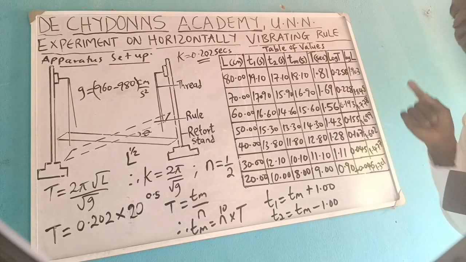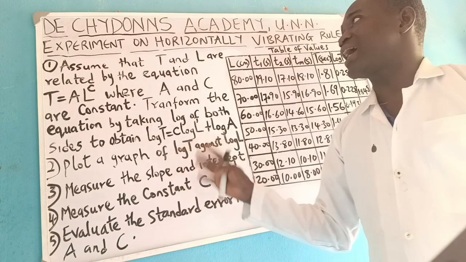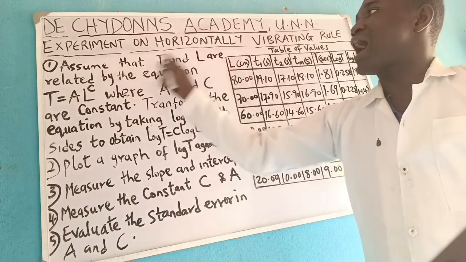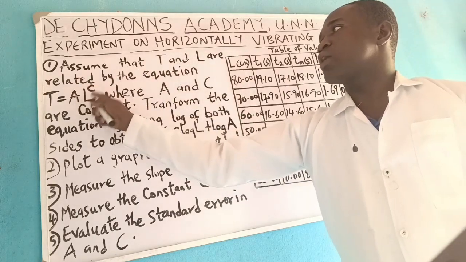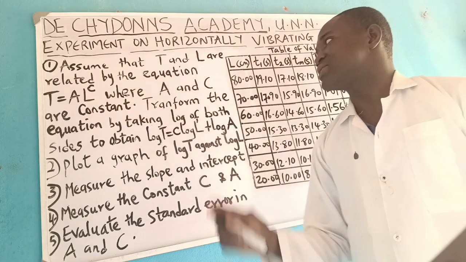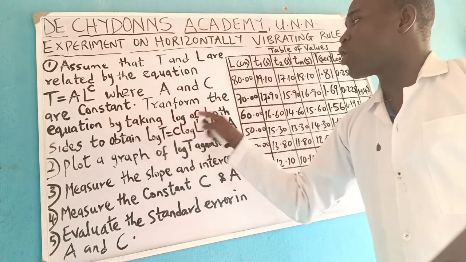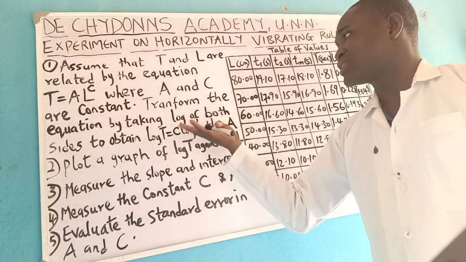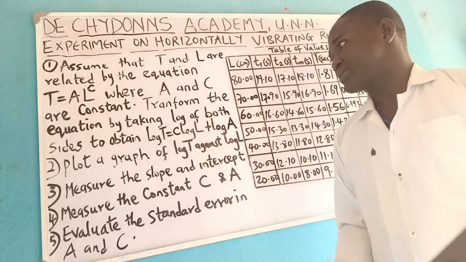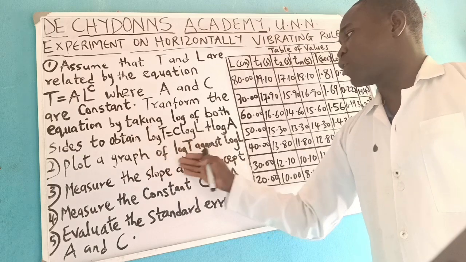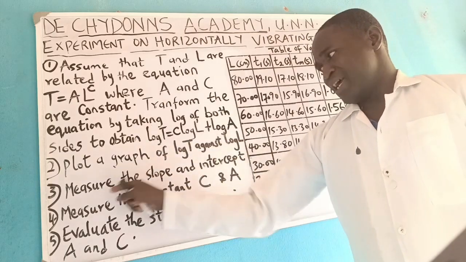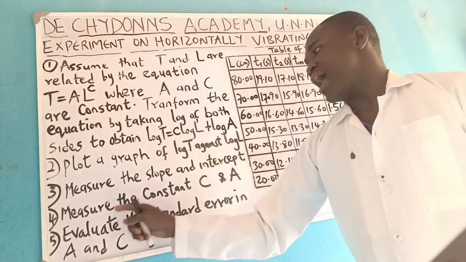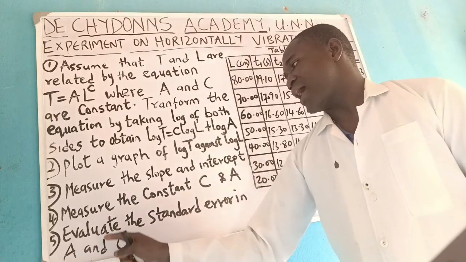Let's go into the graphical aspect. So these are the questions we have to answer in this experiment. Question number 1 goes this way. Assume that T and L are related by the equation T equals A L to the power C, where A and C are constants. Transform the equation by taking log of both sides to obtain log T equals C log L plus log A. I'll still show you how this transformation is done. Question 2. Plot a graph of log T against log L. Measure the slope and intercept. Measure the constants C and A. Evaluate the standard error in A and C.